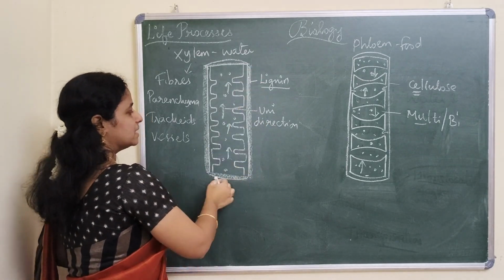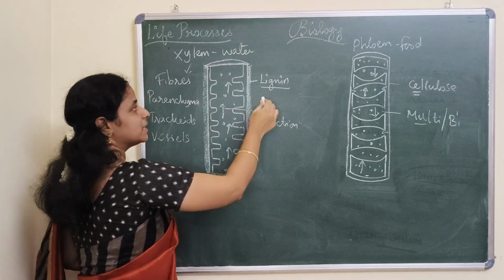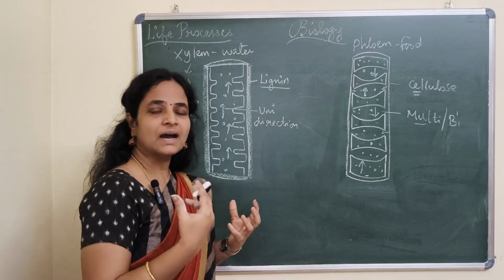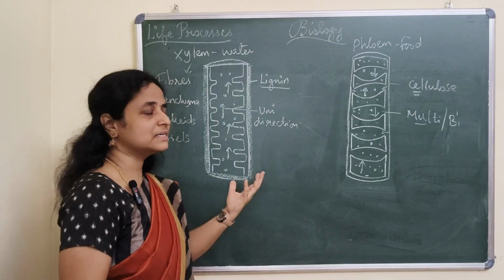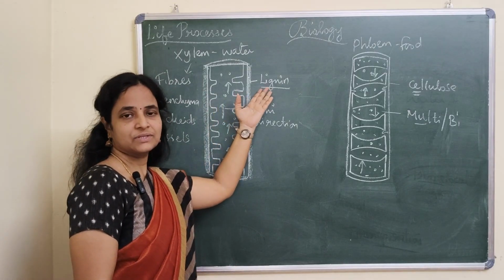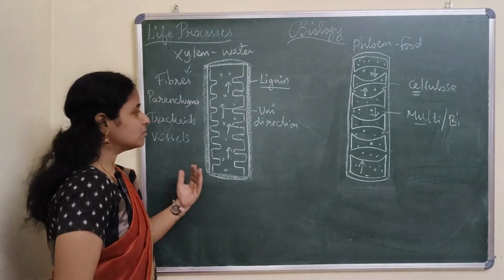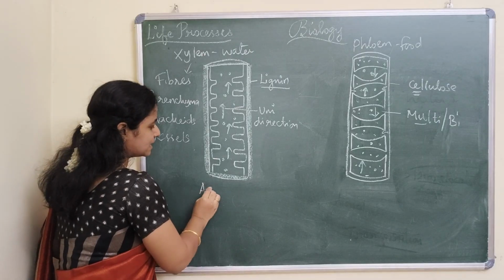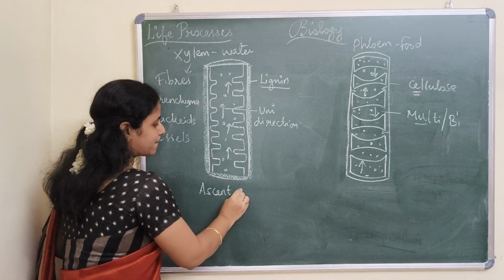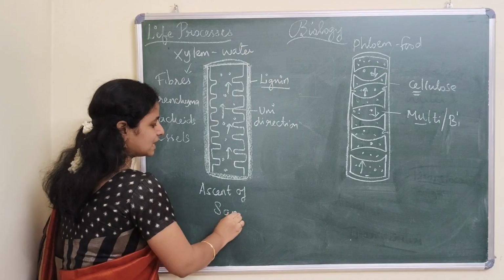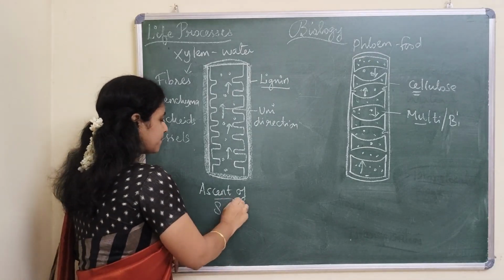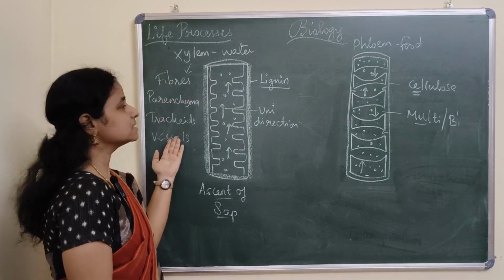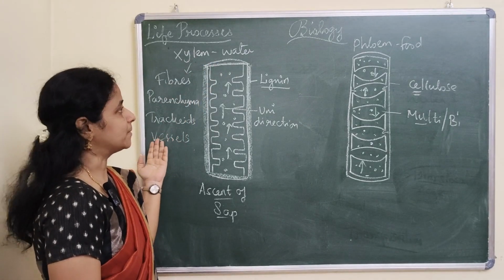And the walls of the xylem are highly thick and made up of lignin. So it gives rigidity. The structure is hard. The plant structure is highly hard because of the presence of lignin. And the movement takes place in one direction. You call that the ascent of sap. So this is done by the presence of xylem as well as the tissues of xylem.